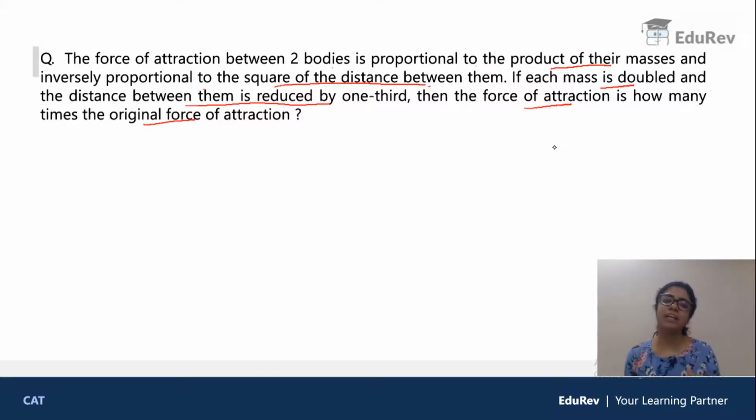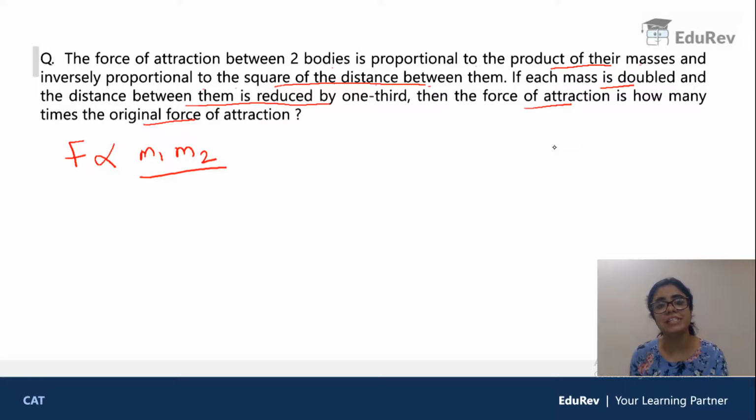See, it seems to be like a very difficult question, but believe me, it's a very simple question. What are they saying? You have a force of attraction, let's say F, which is directly proportional. When they don't mention what kind of proportion, by default it is always assumed to be direct proportion. It is proportional to the product of their masses. You have two bodies, so the product of their masses will be M1 M2, and inversely proportional to the square of the distance between them. So it is inversely proportional to the distance square.